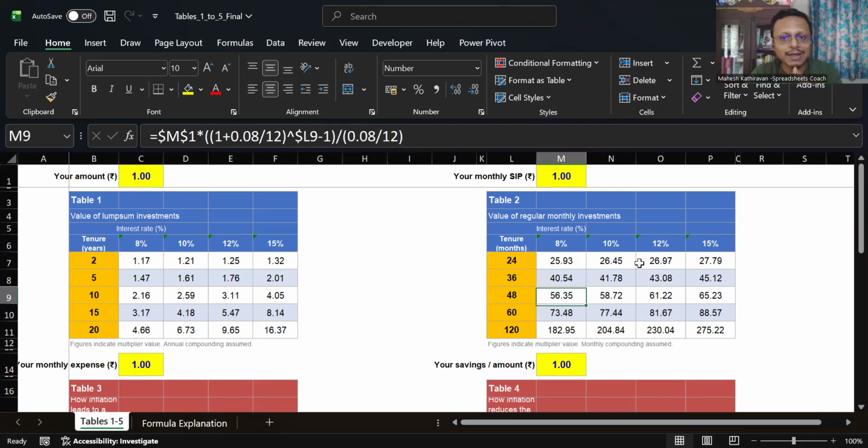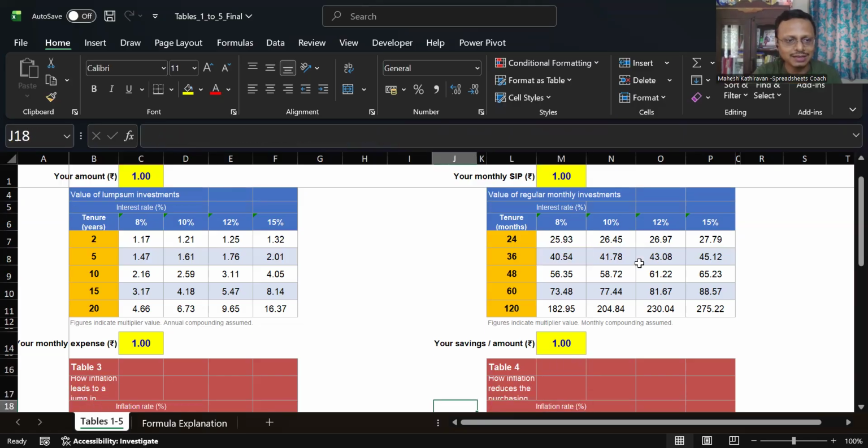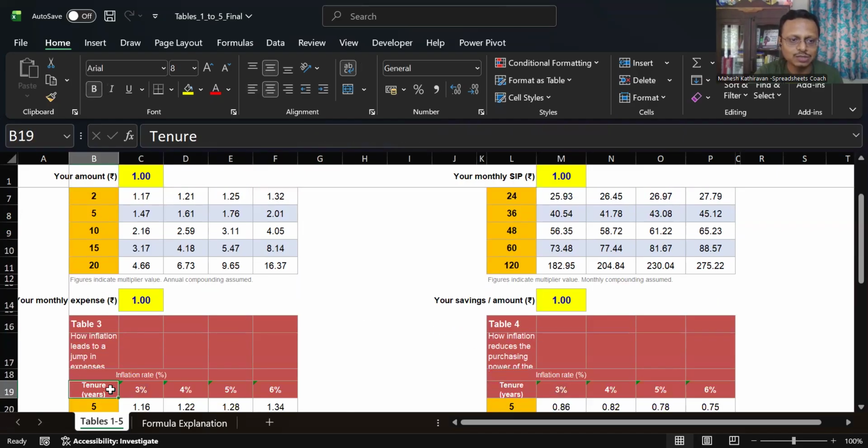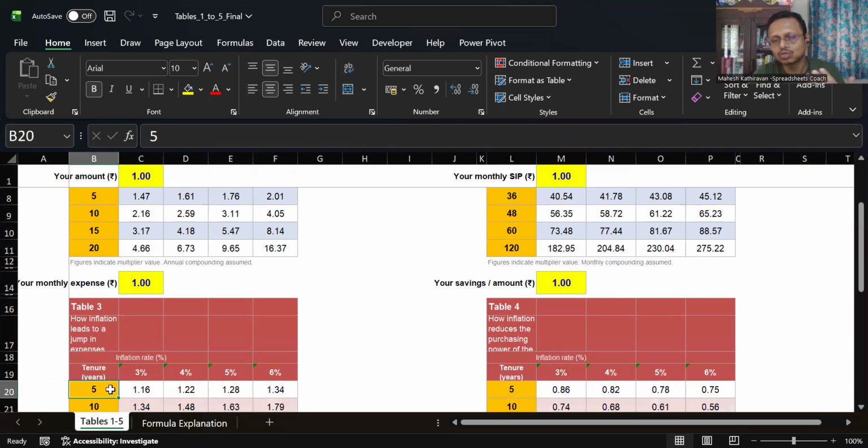Now please note, I have not used any inflation here. I have just used the interest rate of 8%. Now, if you see the third table, this is all about inflation, how inflation can lead to a jump in expenses. Normally in personal finance, we don't take inflation into account, or whenever we sit with the advisor, we don't think in these kinds of numbers, how inflation affects us, and we don't ask the advisor about it either.